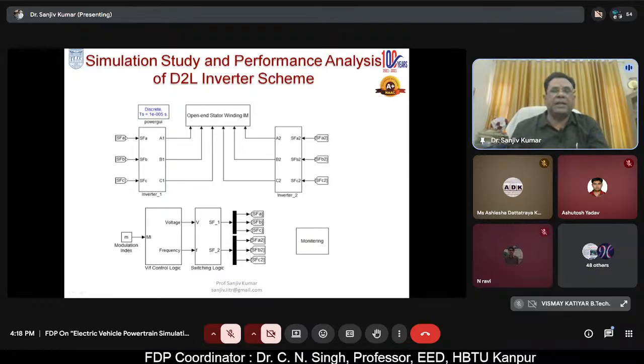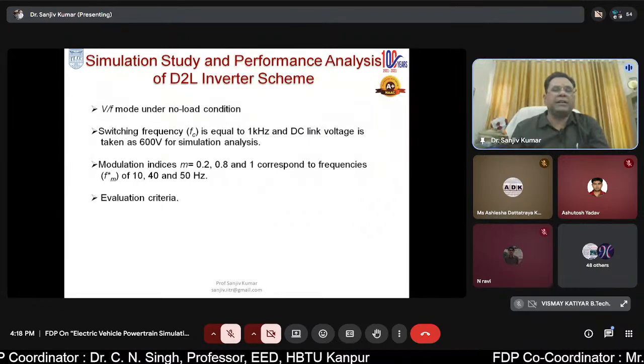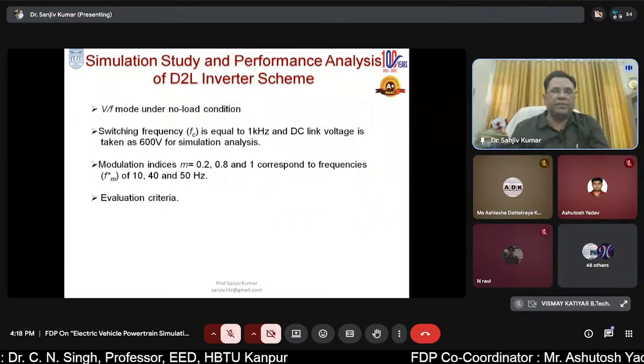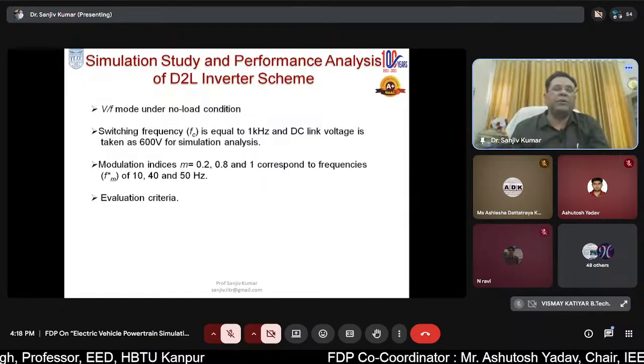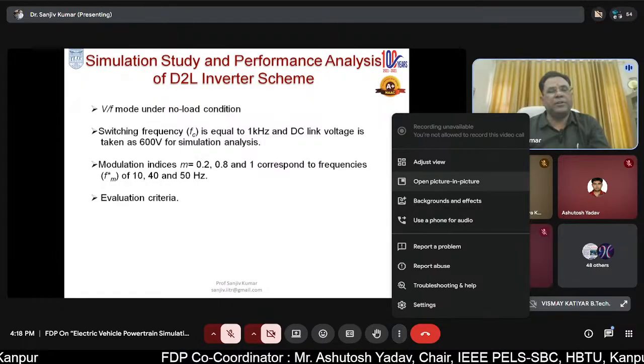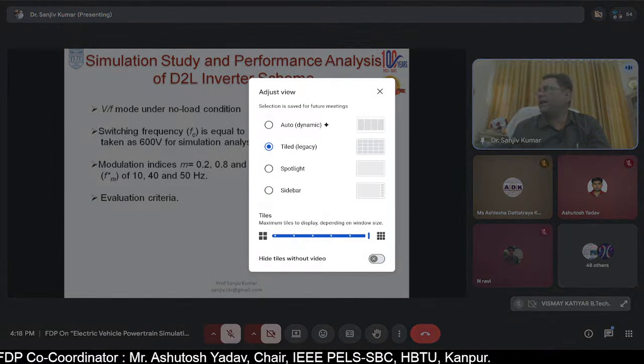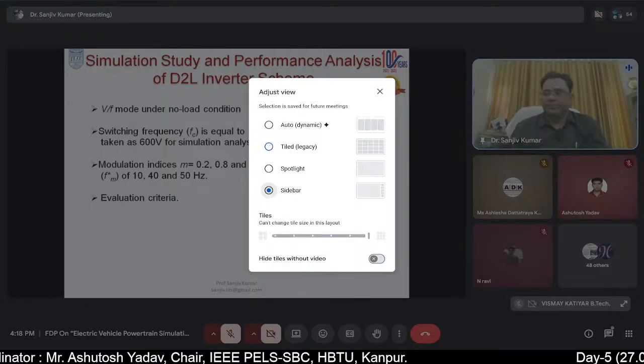We will also see the MATLAB model of this. And this inverter is operated at a switching frequency of 1 kilohertz for modulation indices 0.2, 0.8 and 1, right? And the corresponding frequencies are 10, 40 and 50. In case you have any doubt, please ask. That would be great, right?